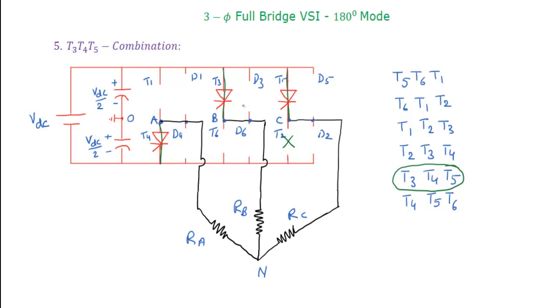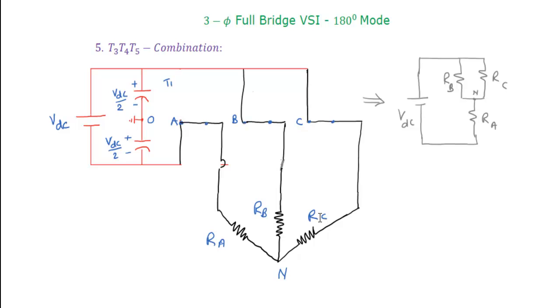Now look at that. Two upper bank thyristors are in conduction, which means the respective phases, phase B and phase C, are connected to the positive terminal. Those are in parallel. Next, only one lower bank thyristor is there, that's why the respective phase is connected to the negative terminal of the source. If you take the further equivalent circuit, it looks like this. Phase A is connected to the negative terminal of the source. Phase B and phase C are connected in parallel, and that is further connected to the positive terminal of the source.